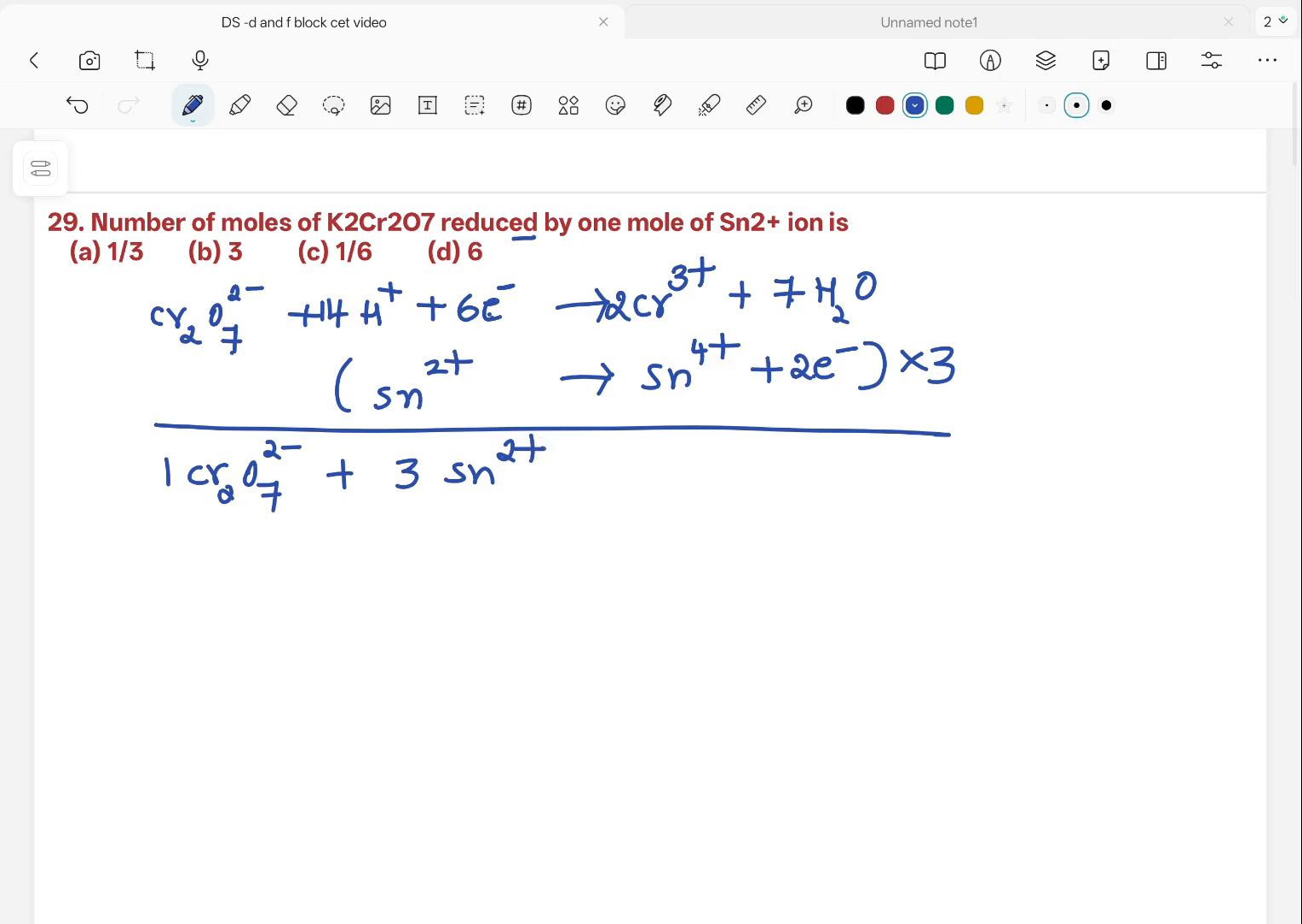Our question is, how many moles of dichromate ions are required for reducing 1 mole of stannous ion? So our answer should be 1 into 1 by 3, that is equal to 1 by 3. So our answer should be option A here.